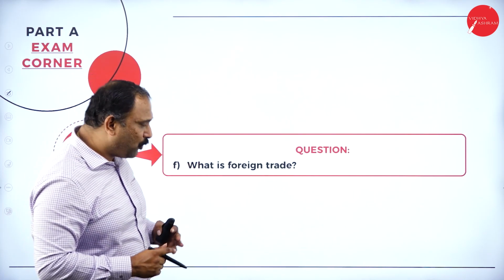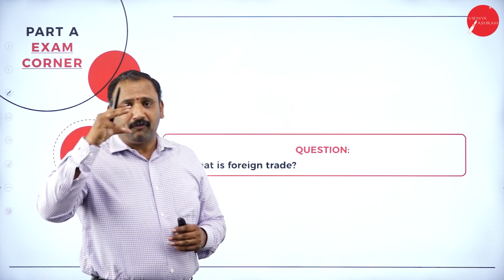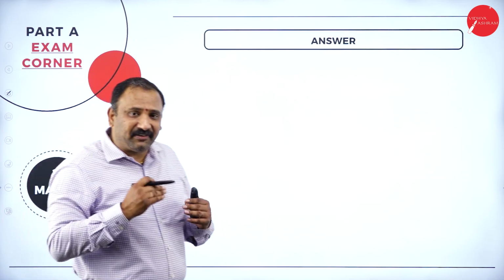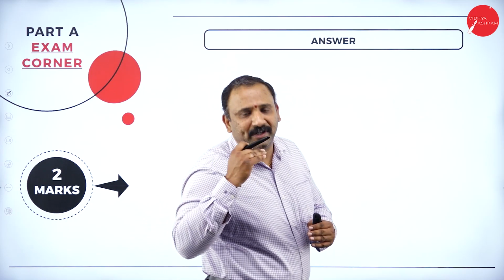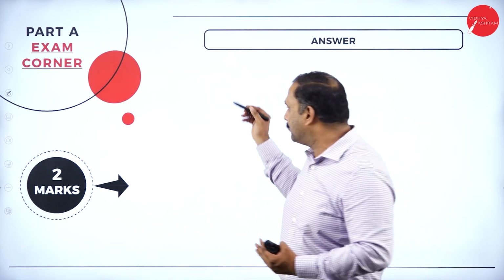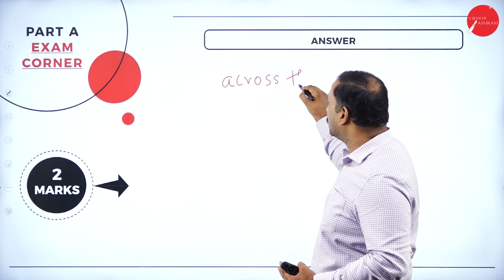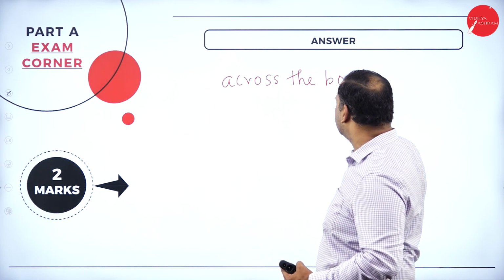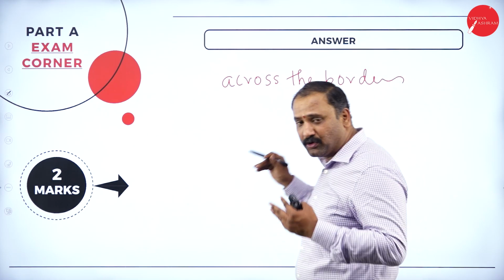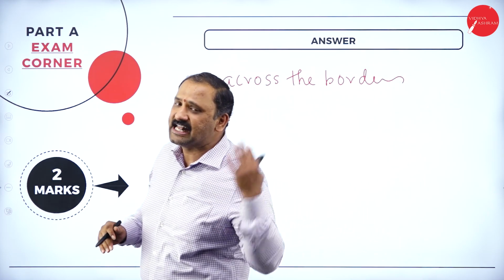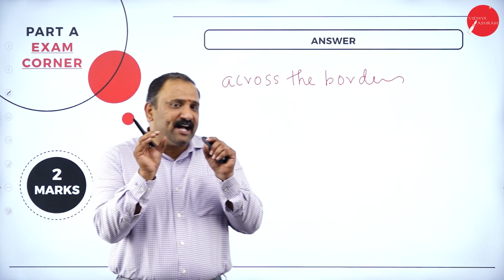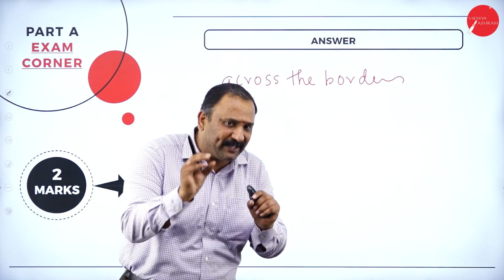Now, followed by, what is foreign trade? Foreign trade means the trade that is carried overseas, across the borders. So I would say, please bring in this keyword, across the borders. The trade that is carried across the borders in terms of exports and imports is known as foreign trade. So these are the keywords. These are very, very simple.